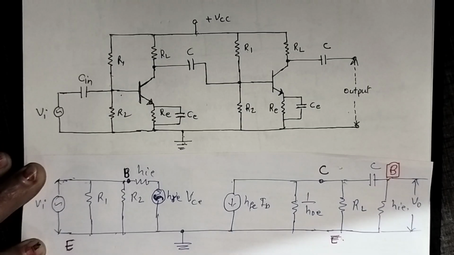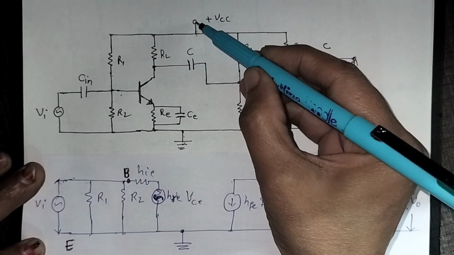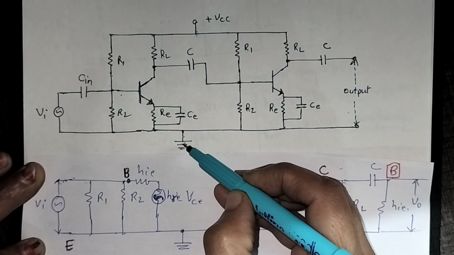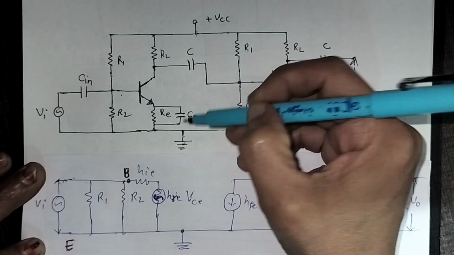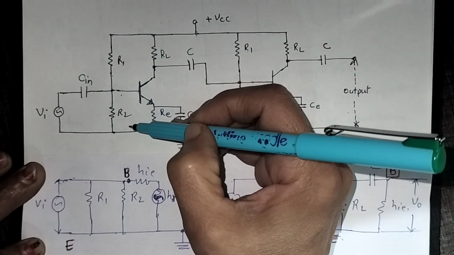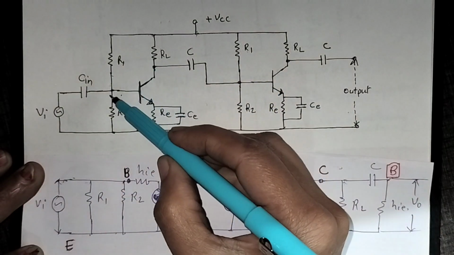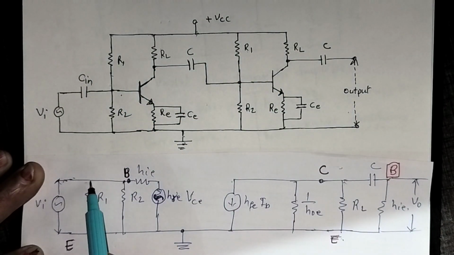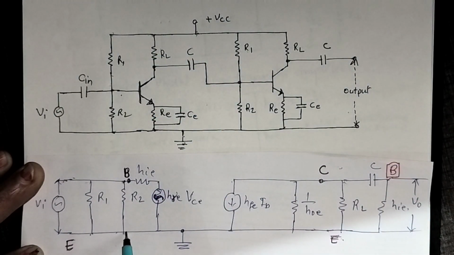To draw the AC equivalent circuit, we have to short the DC supply of the circuit. So we will connect this positive terminal to the negative terminal, meaning the base. And when we connect these two terminals, this node becomes the same, so these two resistors come in parallel to each other. We have drawn it here in the equivalent circuit. This terminal is the base, so it is connected to the base, and these two terminals become the same. So this is the emitter terminal now.